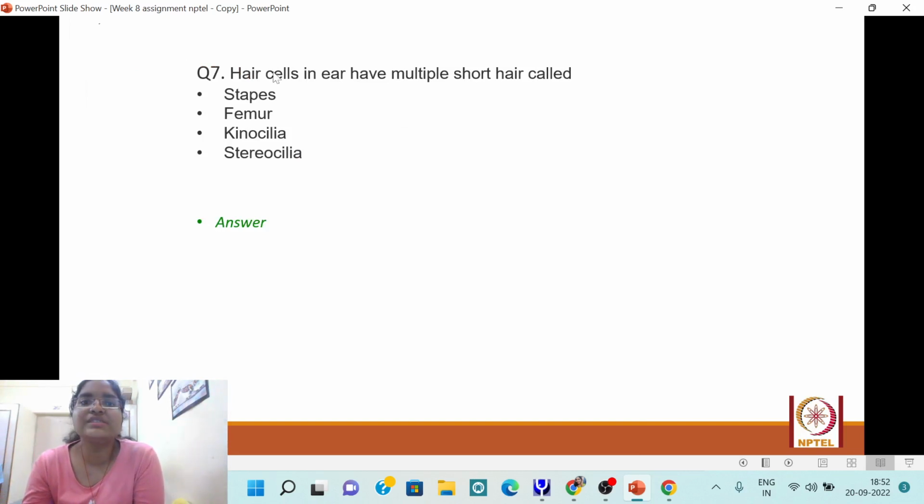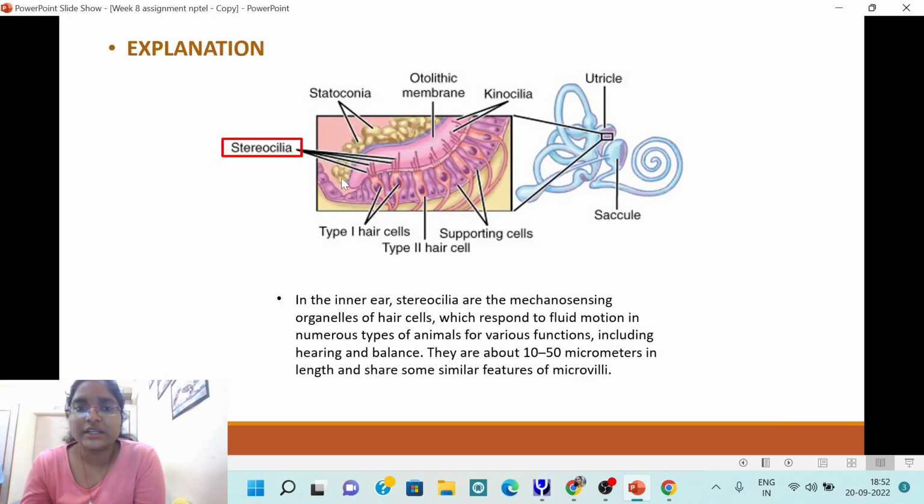Okay. Seventh question was, hair cells in ear have multiple short hair called stereocilia, right? Kinocilia are the long hair connected to the hair cells, whereas the multiple short hair connected to the hair cells are called stereocilia. Here you can see a group of cells, and the small hair are called stereocilia, whereas the longest hair is called the kinocilia in the inner ear. These are present in the inner ear, and the stereocilia, the multiple short hairs, are involved in hearing and balance in our body, the fluid motion in our ear, right?